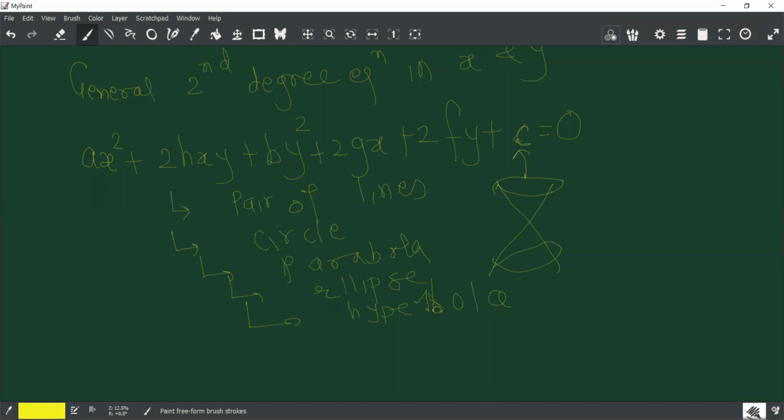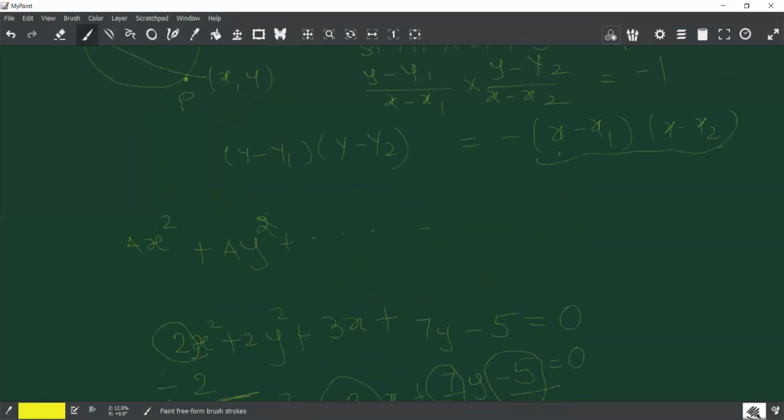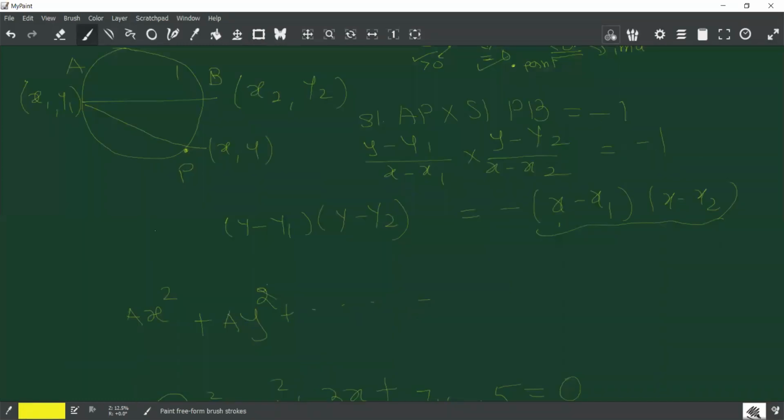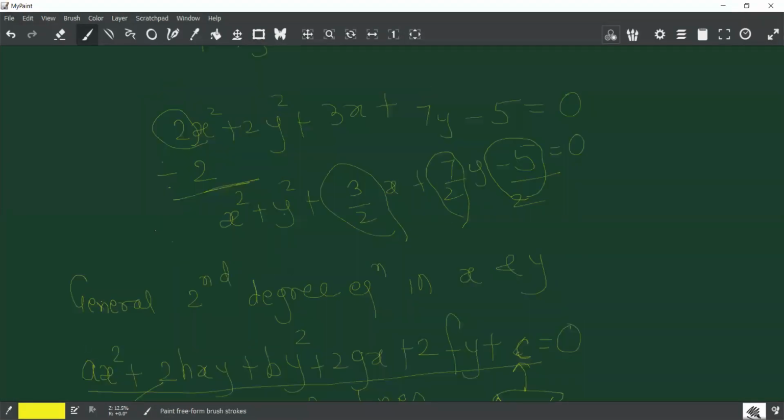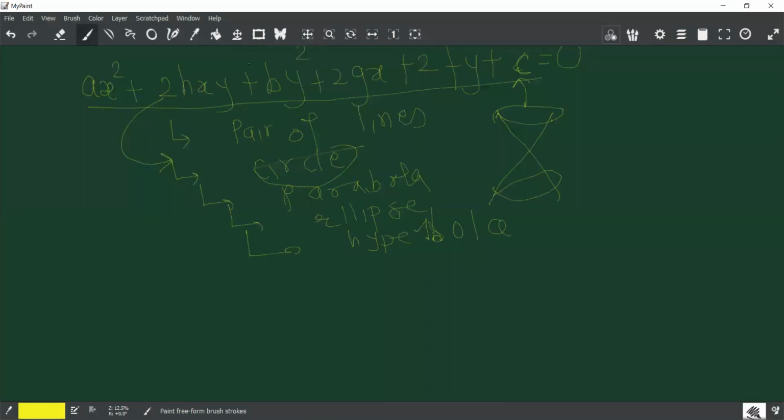So with respect to circles, just remember, this is a general second degree equation in x and y. This represents the circle. Now I will not say this, you tell me. Compare the previous equation with this one: which term is not there? Remember, there is never a term of xy in a circle. So the 2hxy term will not be there, meaning the value of h has to be 0.